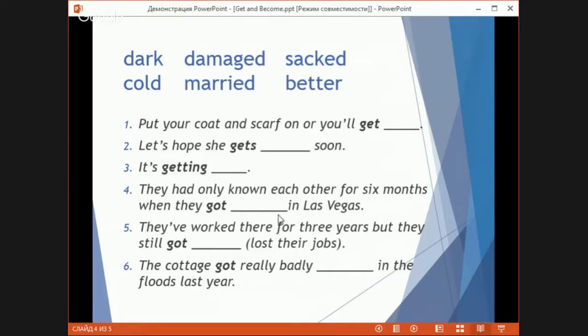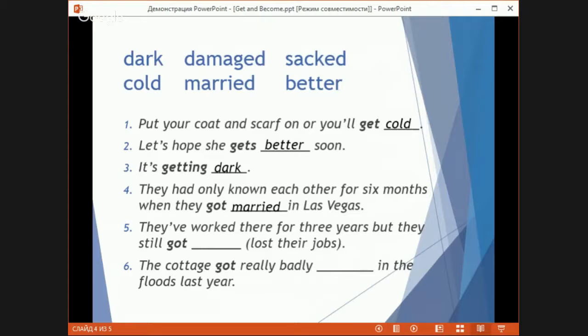So let's look at what we've got here. I will not hurry, but anyway, we have to move on. Put your coat and scarf on or you will get cold. Very easy to catch. Let's hope she gets better soon. It's getting dark. Maybe it wasn't easy, but if you accept all other answers, you can understand that dark was the best answer here. They had only known each other for 6 months when they got married in Las Vegas, quite quickly, I think.